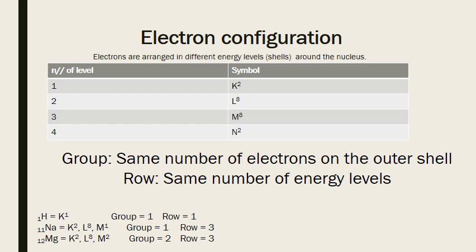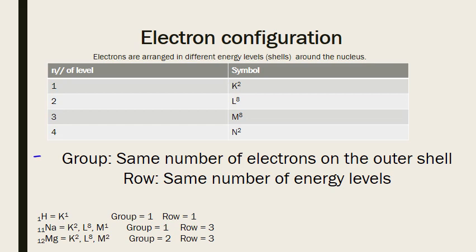Similar to magnesium, 12 Mg, which has 12 protons. So in a neutral atom, the number of protons equals the number of electrons. Here we've got K2, so it fills the first energy level. Similarly to sodium, we've got another 10 electrons. We fill 8 in the L energy level. With 8 plus 2 is 10, but we've got 2 more electrons, so we go to the next one, M. Now M fits 8 electrons, but we only need 2, so we write M2.